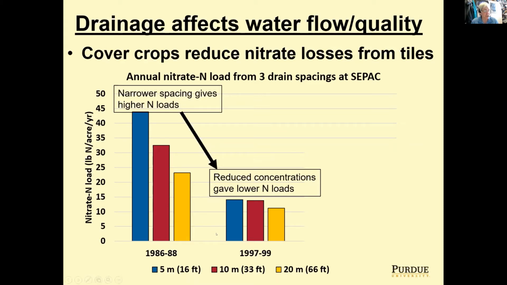So here's an example of data from the ending of the first 15 years of this long-term study. From 97 to 99, we grew cover crops, we changed our fertilizer rate, we switched to a corn soybean rotation. And you can see that these nitrogen losses are much less. We still have this tendency that as we bring those tiles closer together, we still lose more water and we still lose more nitrate, but the overall amounts that we lose are much less because of the effectiveness of those cover crops in scavenging nutrients from the soil.